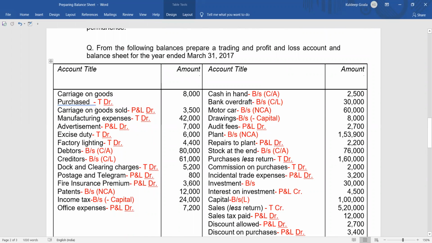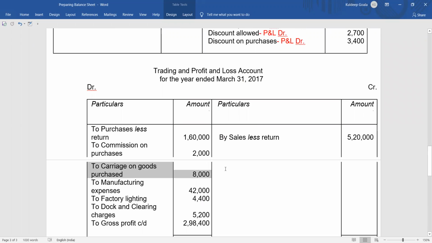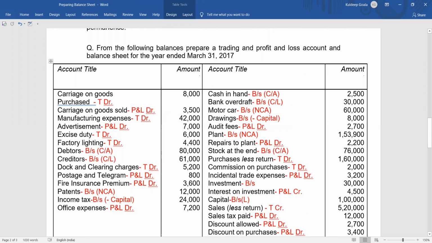Then we can see from the beginning onwards, you can see trading debit side. Here it is there, carriage on goods purchase 8,000 rupees. So it will come in the trading account debit side. So let's go to the trading account debit side. To carriage on goods purchase 8,000. Okay, they have written the commission on purchases that you can write later, no problem. Okay, from the beginning onwards it should come.